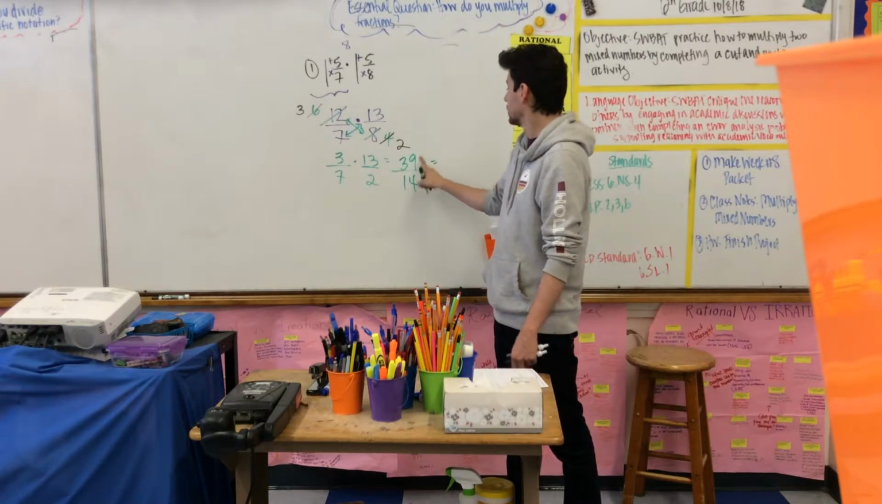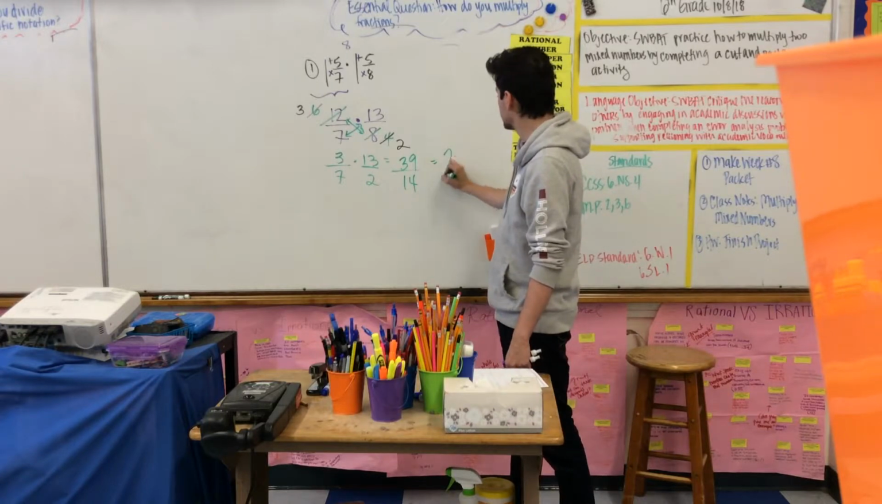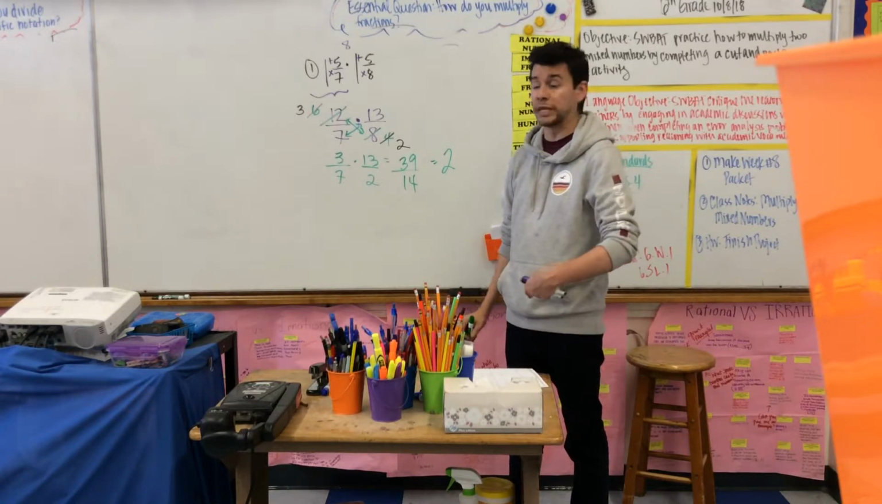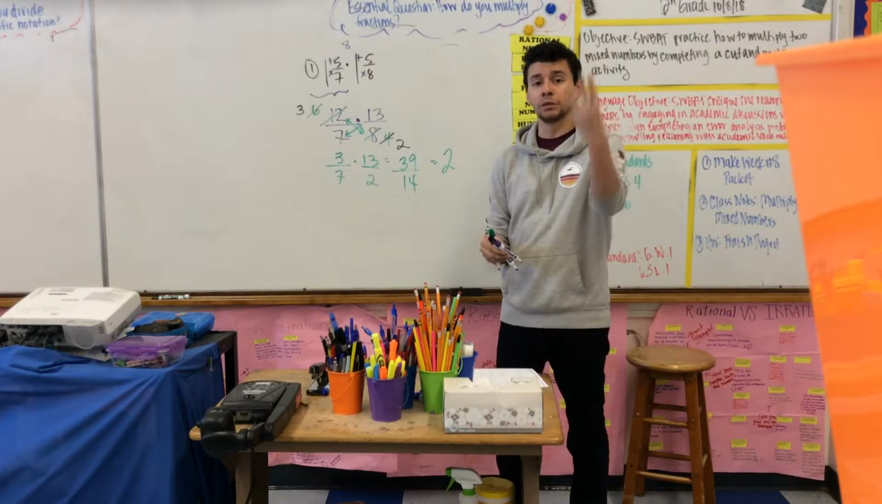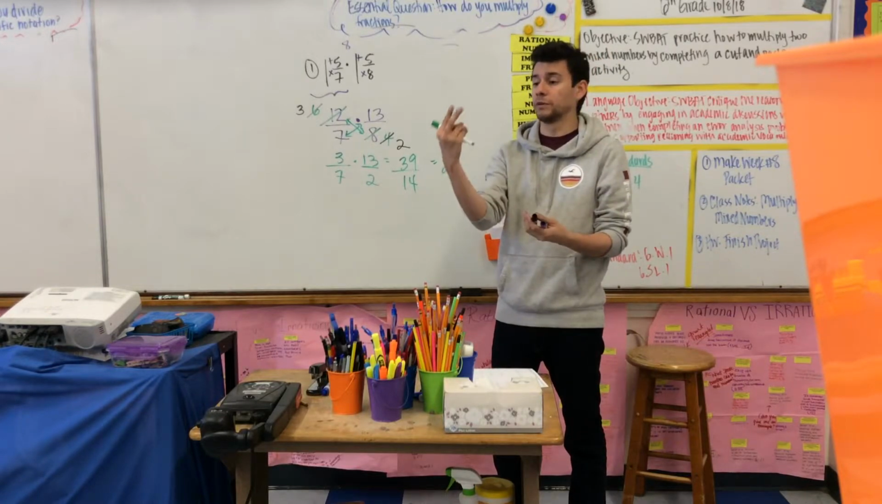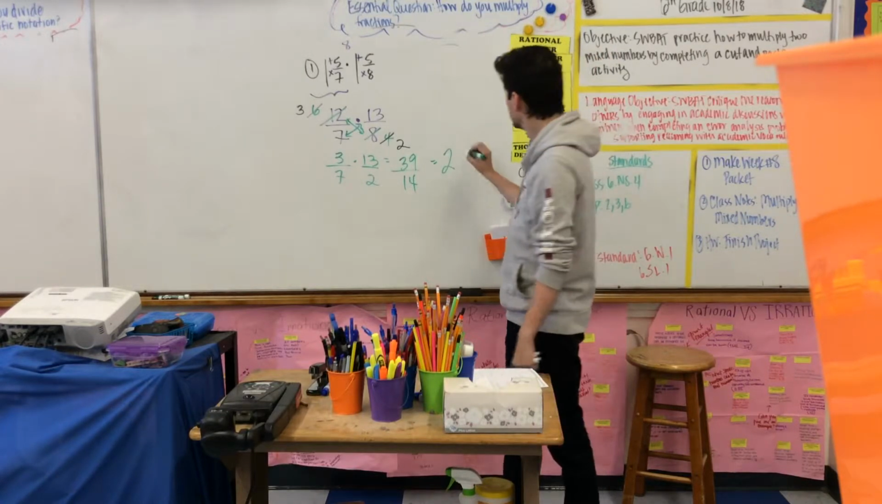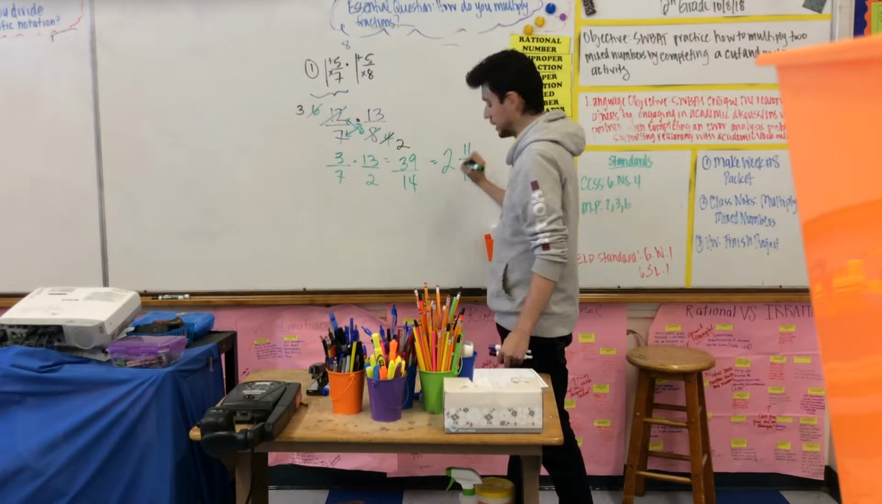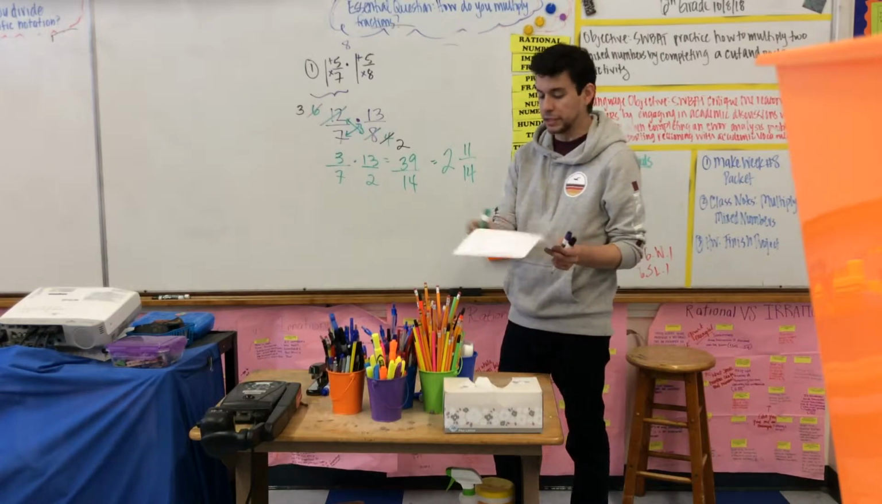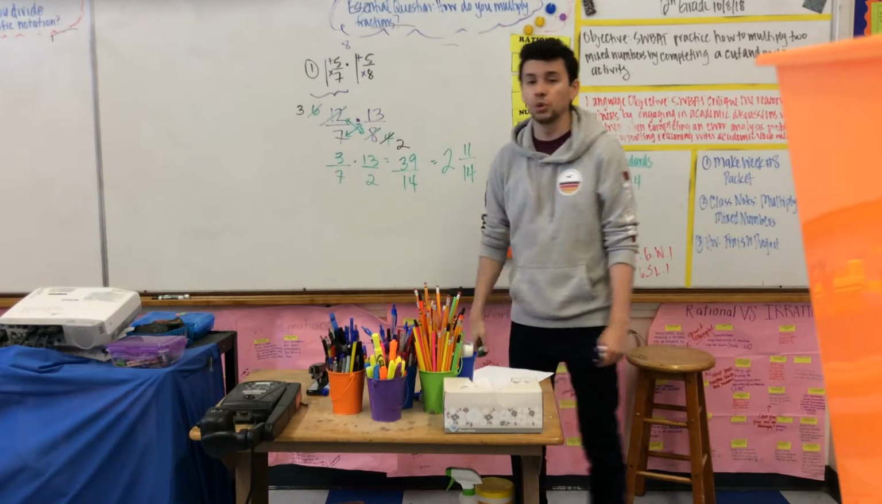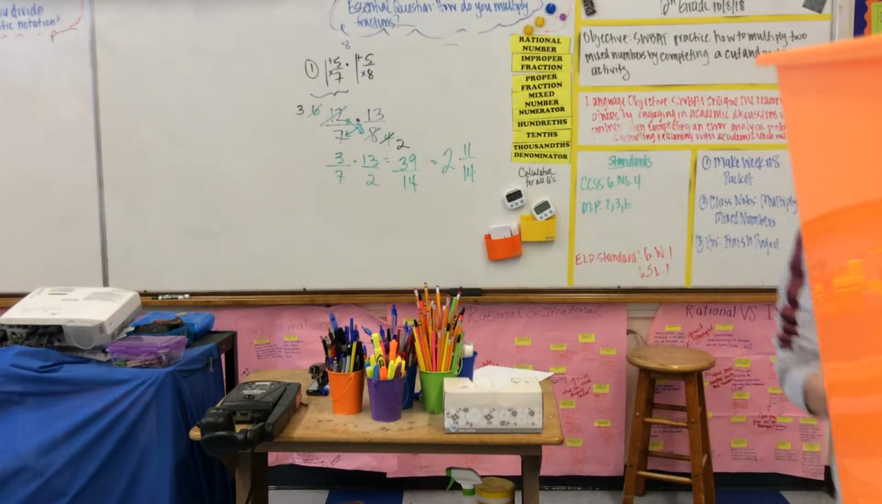So that's okay. 39 over 14, so 14 goes into it 2 times, which gives you 28, 29, 30, 31, 32, 33, 34, 35, 36, 37, 38, 39. 11 14ths. Is it there? It's right there. So that's 2 and 11 14ths. And that's it. Is it a lot of work? Yeah, it is, but it's actually pretty easy work.